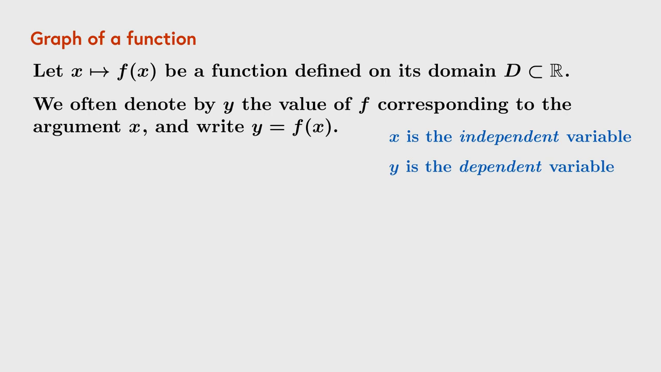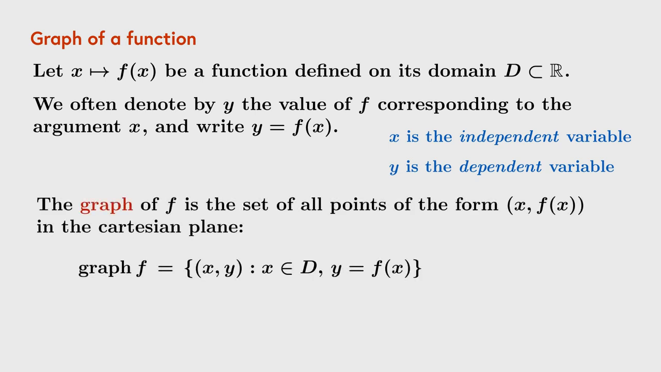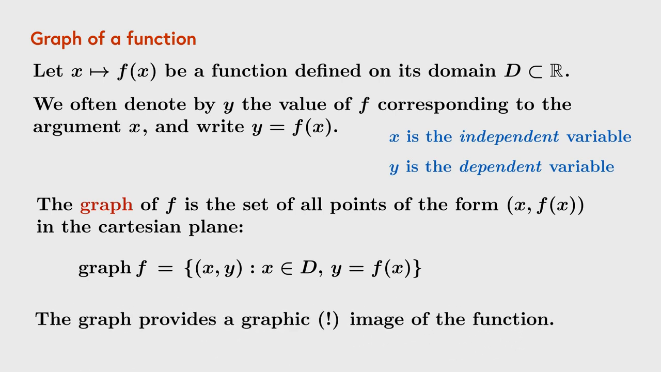You normally choose x first, and then the value of x determines the dependent variable y through the function f. The graph of the function f means all points whose Cartesian coordinates are of the form x, f of x. And it is a very useful tool to provide a graphic image, literally a graphic image of the function.